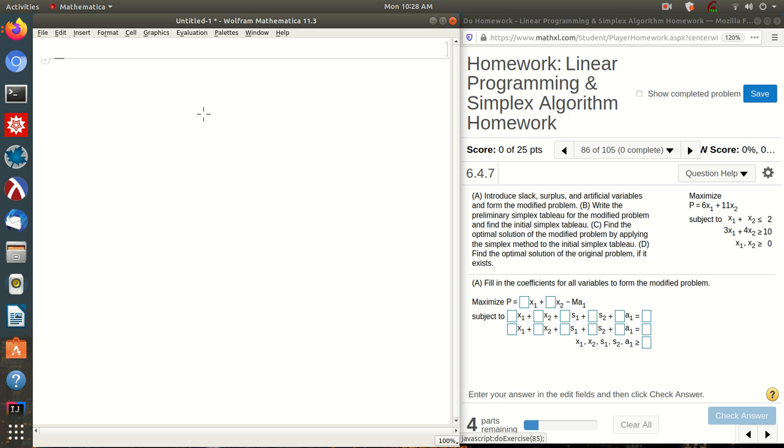Okay, so in a standard maximization problem, all of the inequalities are of this form, less than or equal to. In a standard minimization problem, all of the constraints are of the form greater than or equal to. So in this part of the homework, we're dealing with problems that involve many different constraints, less than or equal to, greater than or equal to, and also just regular equality. Okay, those are called mixed constraint problems.